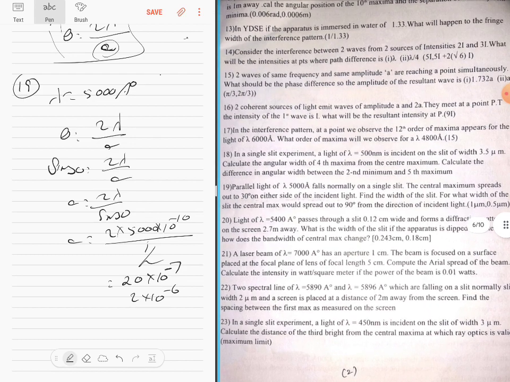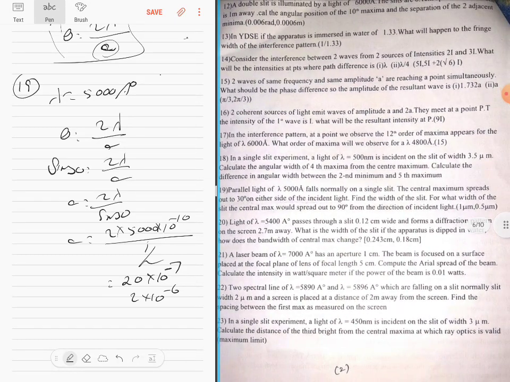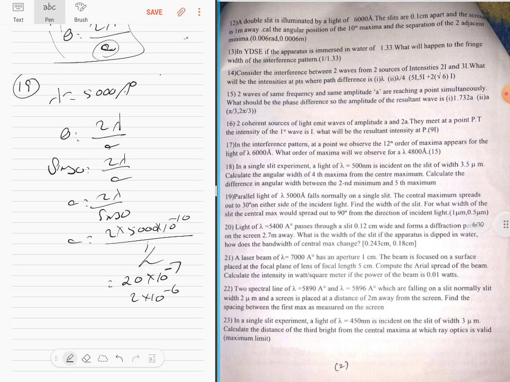19th sum. Yeah, it's 1 micro. I'm getting 2 micrometer. What is it? Look at the question. 5000 Armstrong falls normally, and the central maximum spreads out by 30 degree on either side of the incident light. On either side of the central maximum it spreads out to 30 degree, then it means the angle will be 60 degree. Let's assume it as sine 60.